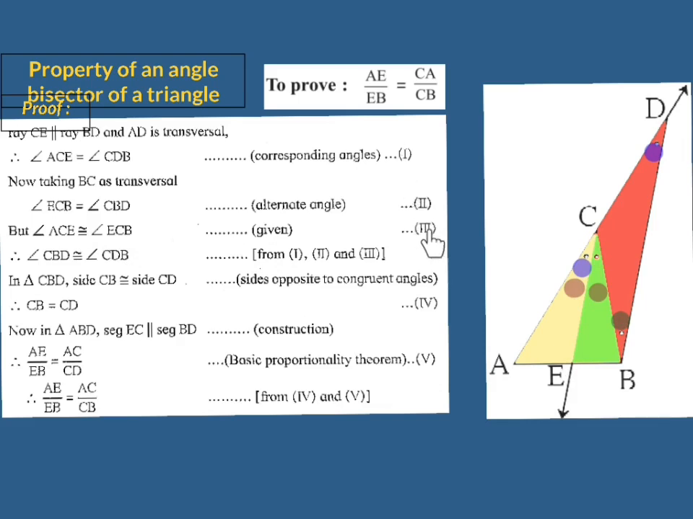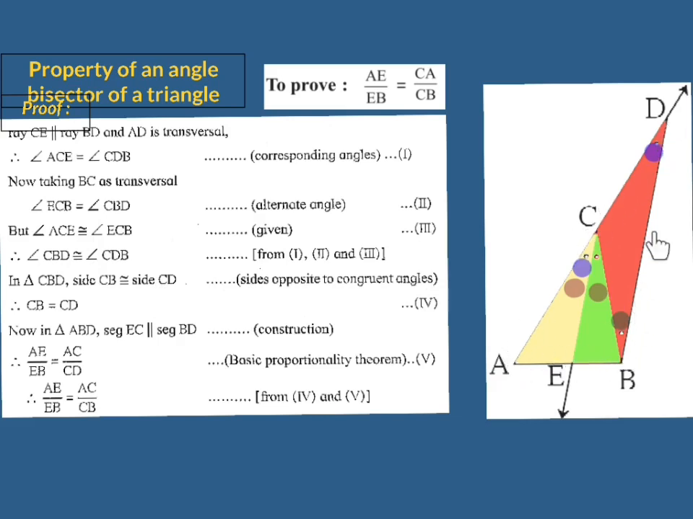Hence, from 1, 2 and 3, we'll get angle CBD is congruent to angle CDB. Now in triangle CBD, which is red color triangle, side CB is congruent to side CD. Reason will be sides opposite to congruent angles. If these two angles are congruent, therefore their opposite sides will be congruent. Hence CB is equal to CD.